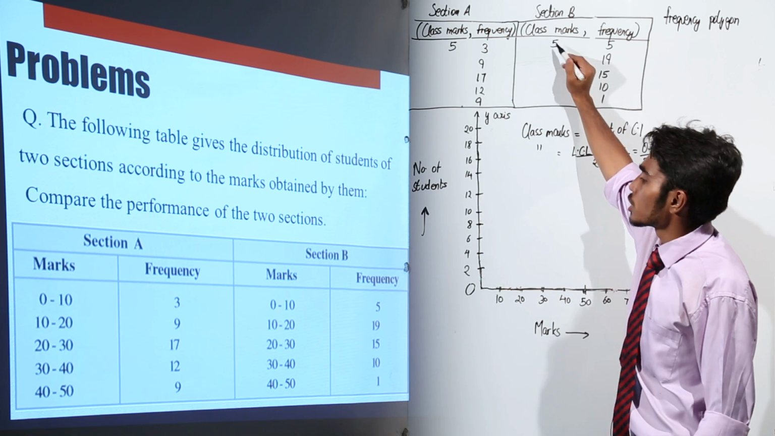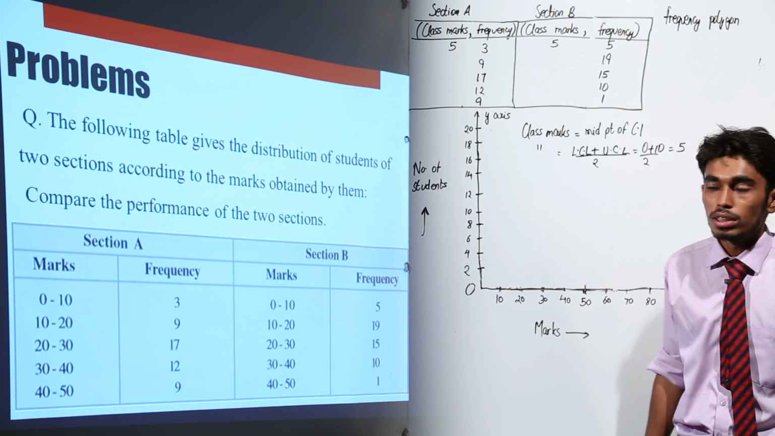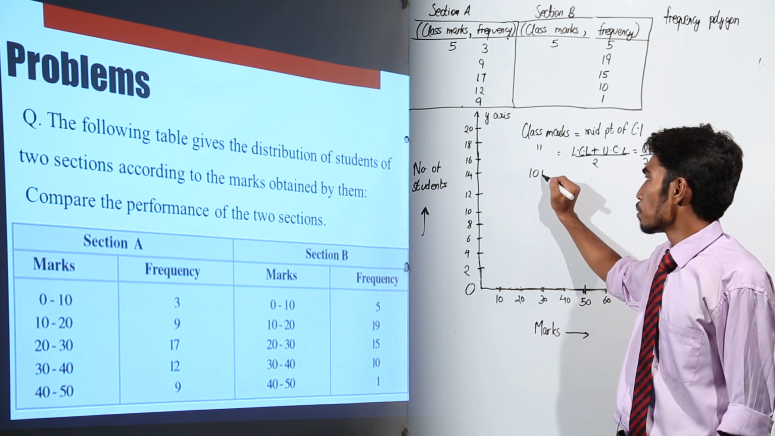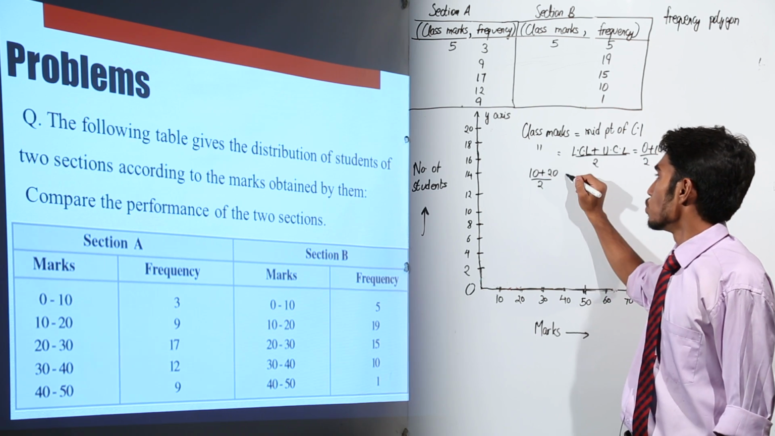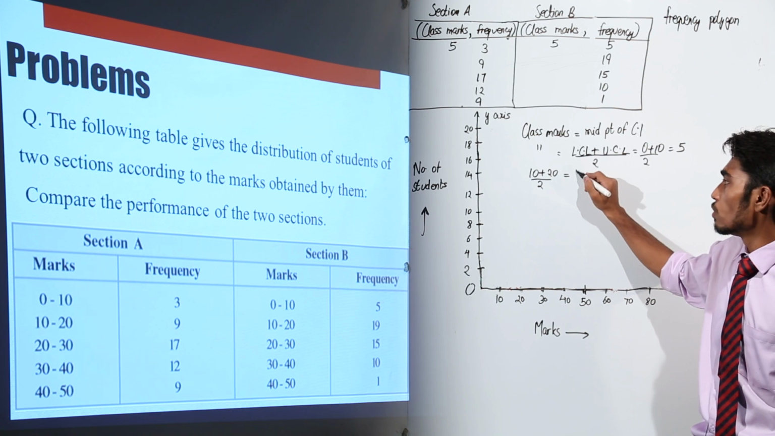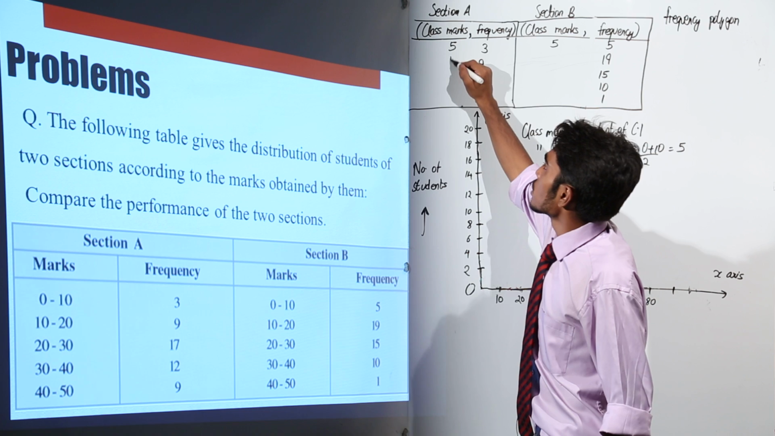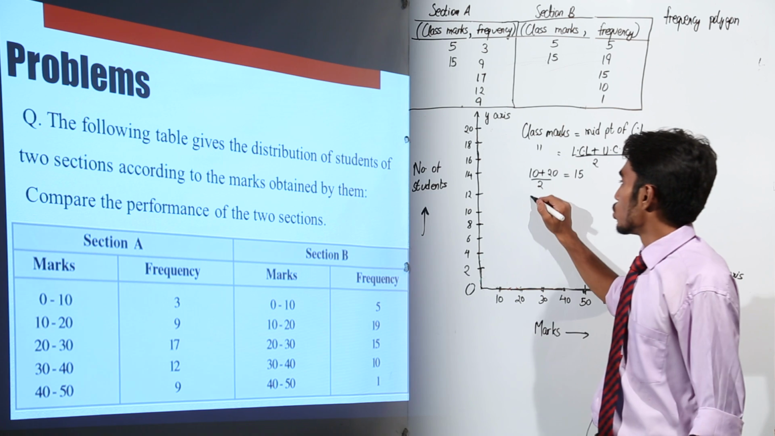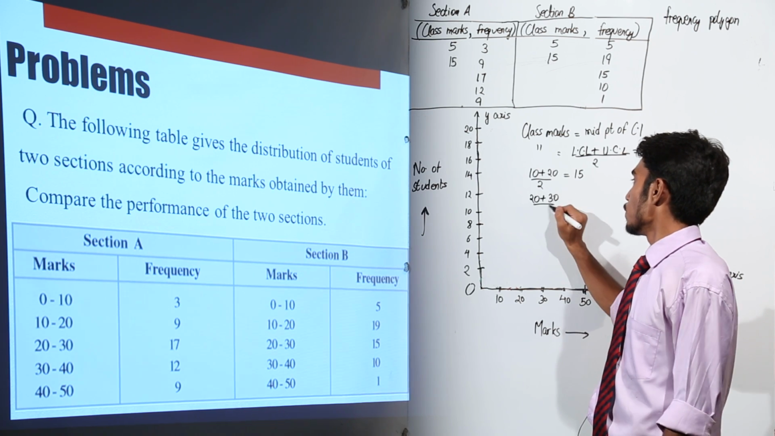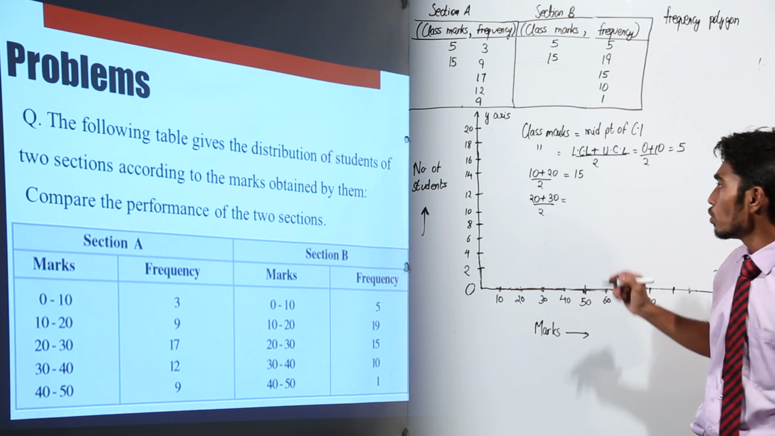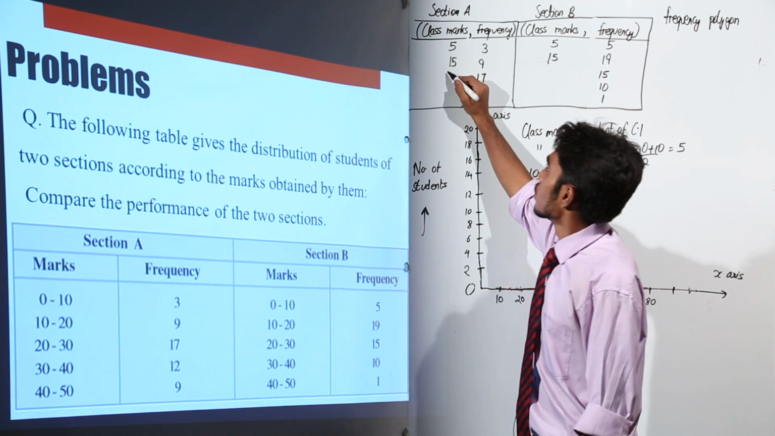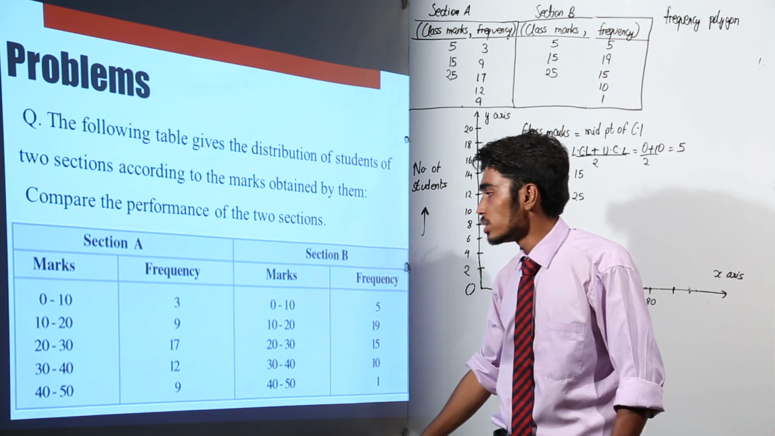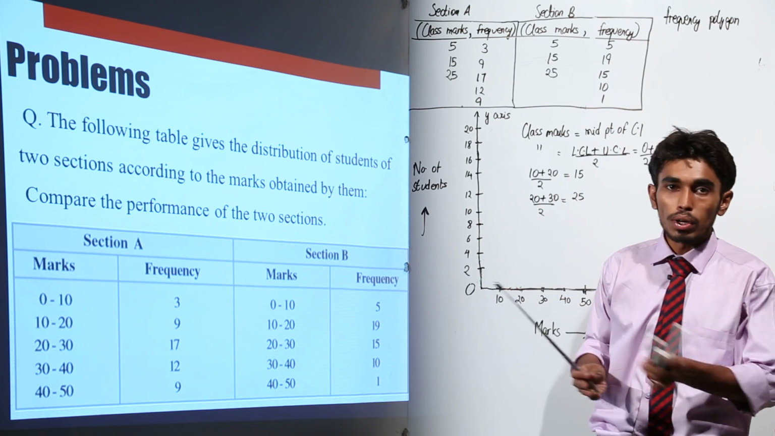Similarly, in section B, the class mark will be 5 because the first class interval is 0 to 10. Now for the second class interval, the class mark would be 10 plus 20 divided by 2, which is 30 by 2, which is 15. So the next class mark is 15, and 15 here as well. For the next class interval, I can do 20 plus 30 divided by 2, which is 50 by 2, that is 25. You can do it by common sense as well. You can see that 25 lies at the center of 20 and 30.